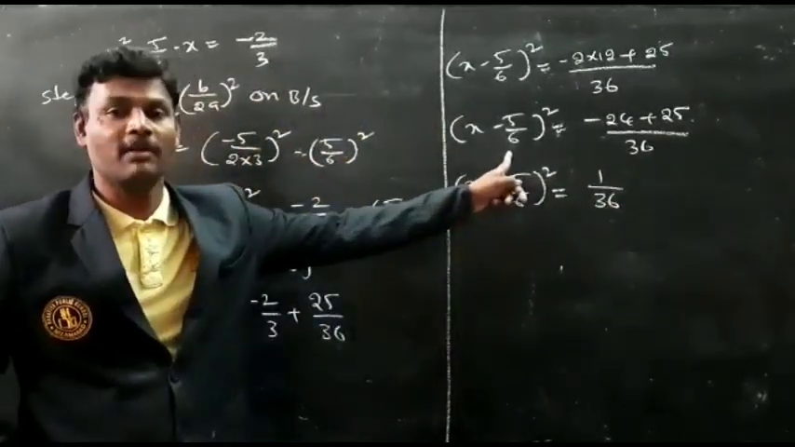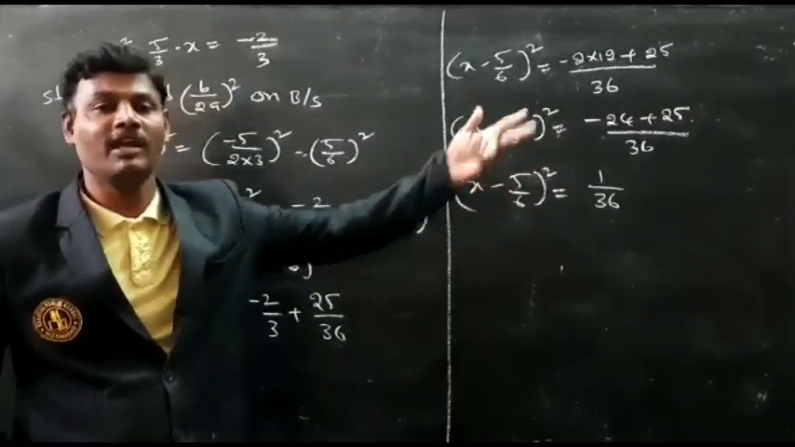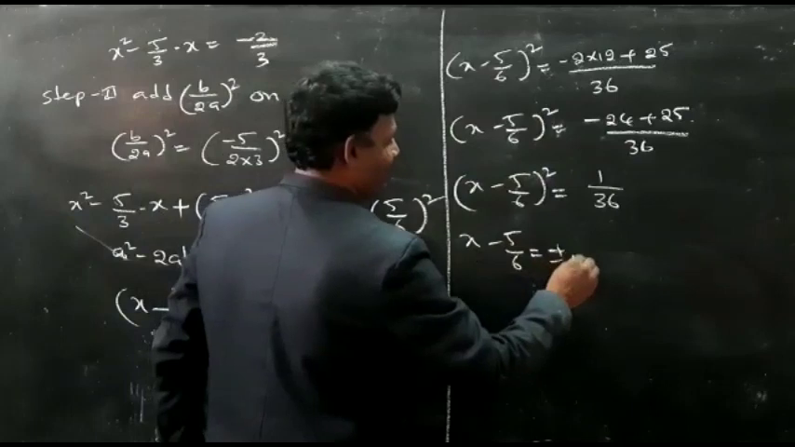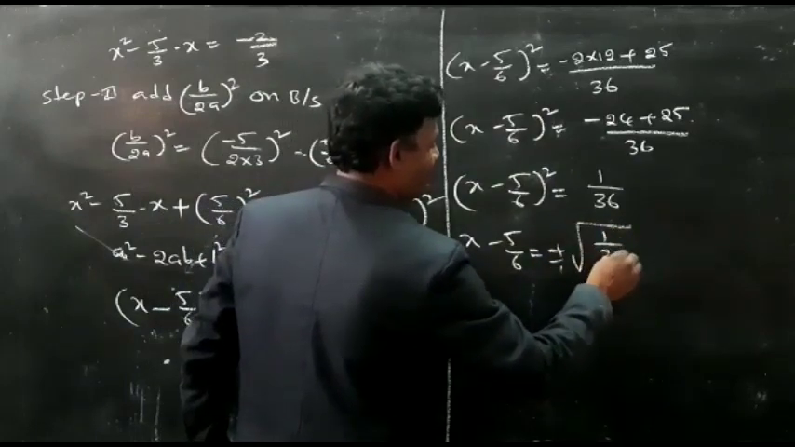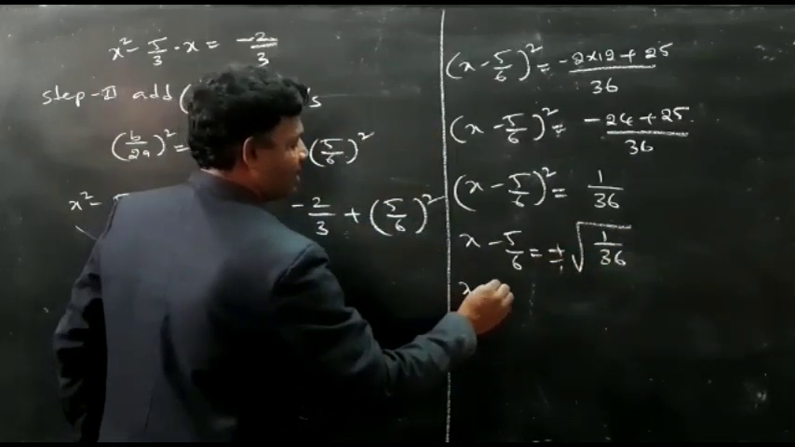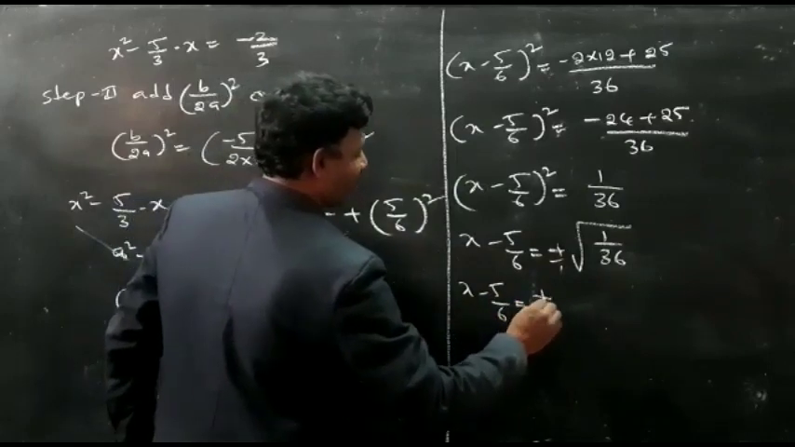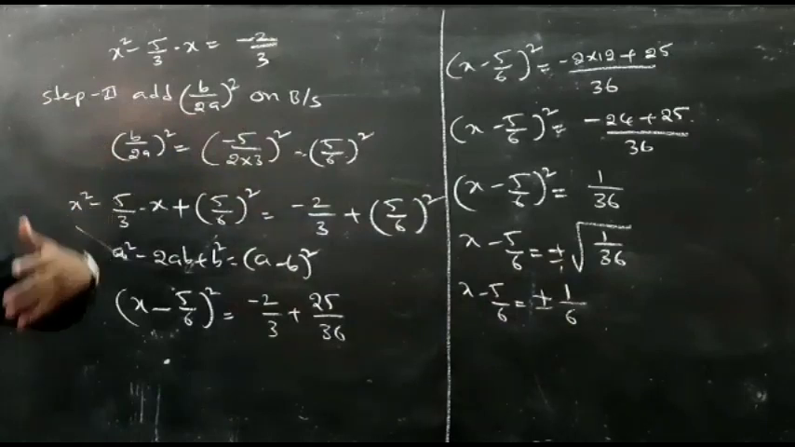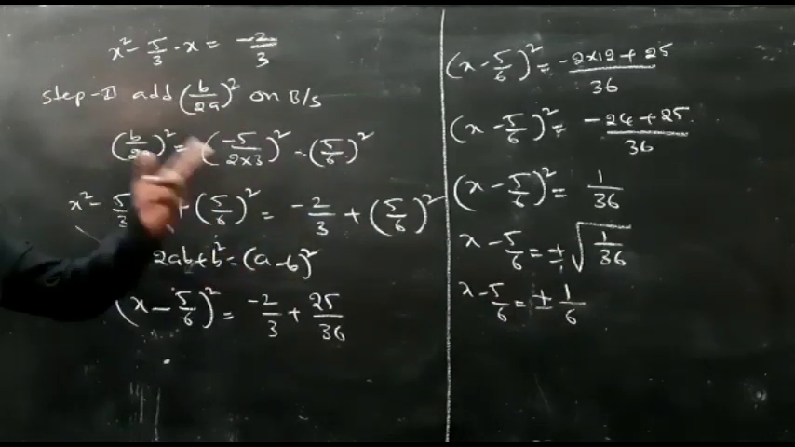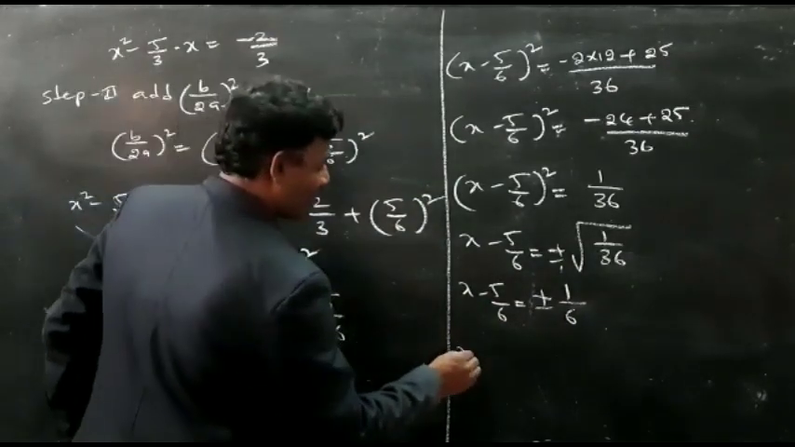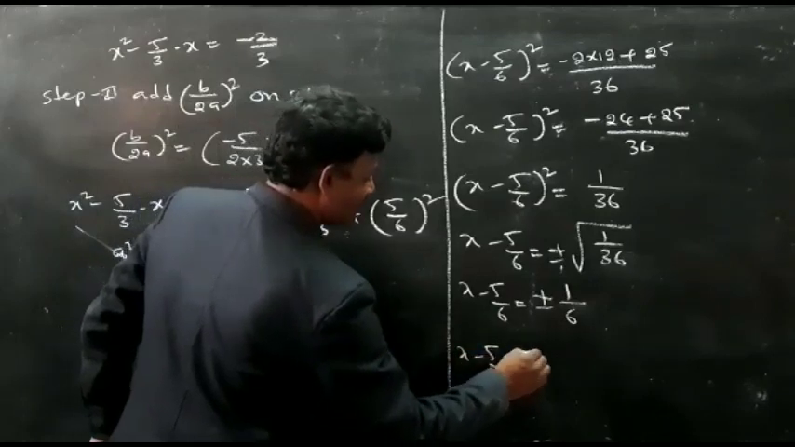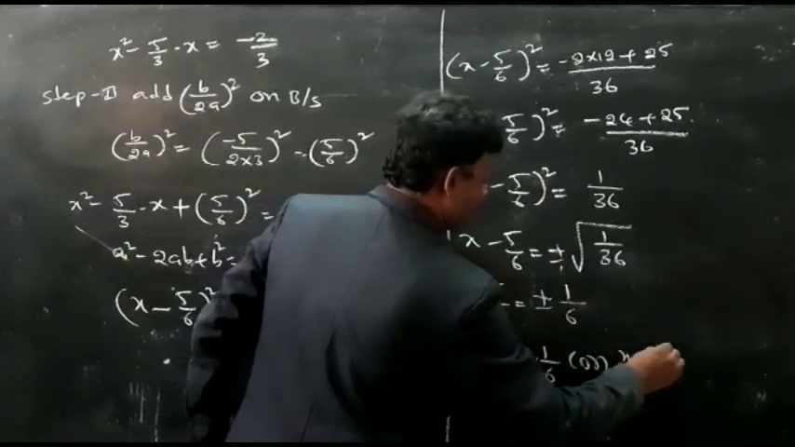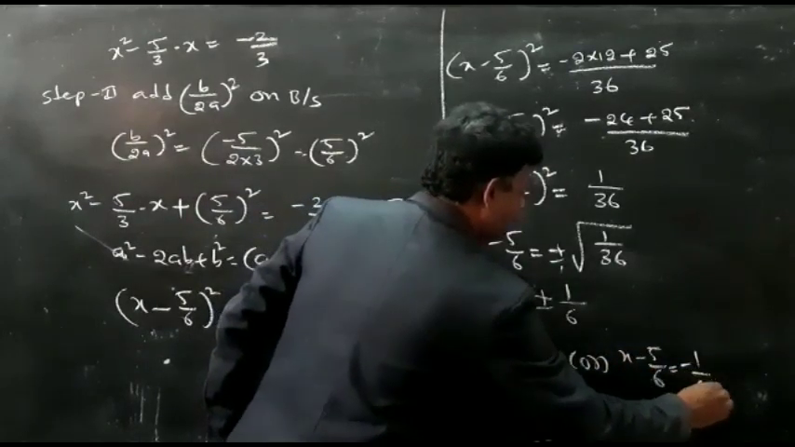Now on the left side I am removing the square, so on the right side we take the root. x minus 5 by 6 is equal to plus or minus under root of 1 by 36. x minus 5 by 6 is equal to plus or minus 1 by 6, because the square root of 1 is 1 and the square root of 36 is 6. Now x minus 5 by 6 is equal to plus 1 by 6 or x minus 5 by 6 is equal to minus 1 by 6.